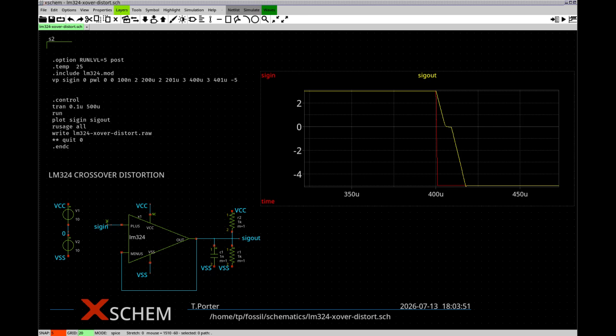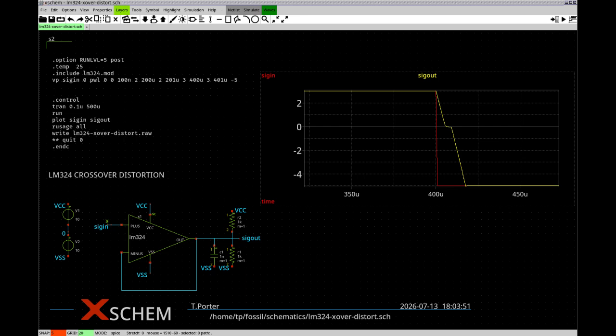And just to define crossover distortion quickly for you listening, it's this ugly glitch in analog audio amplifiers where the output signal stutters or flattens out right as the voltage crosses zero. Exactly. It happens in that microscopic dead zone when the positive transistor turns off and the negative transistor turns on. It's a classic problem. Every analog designer has to learn to spot it.